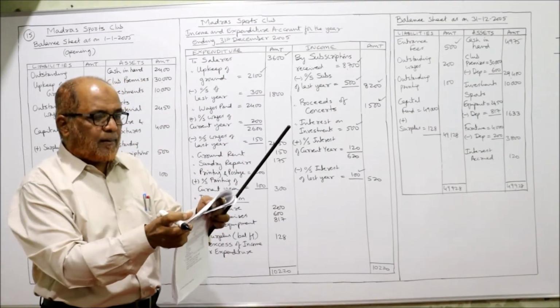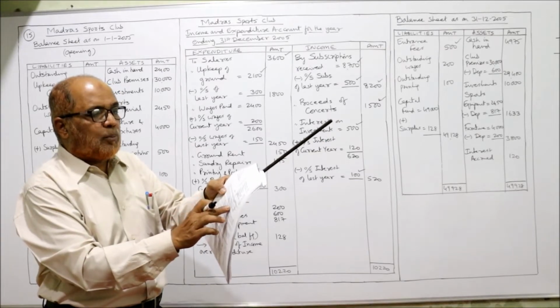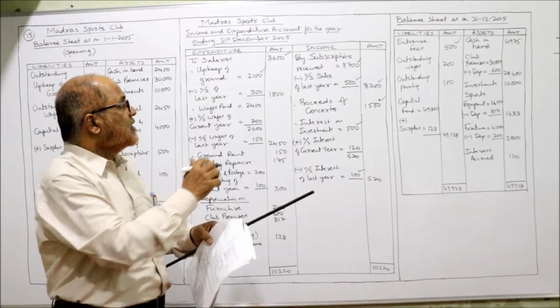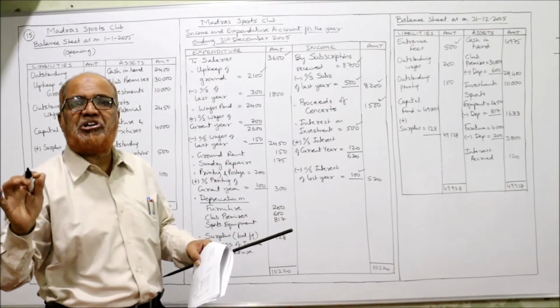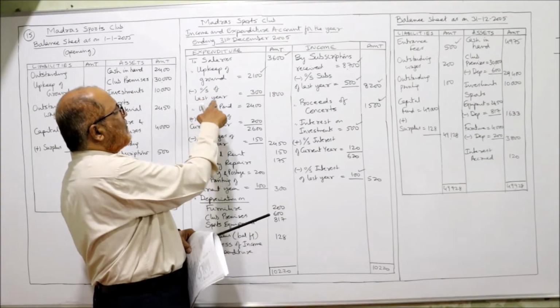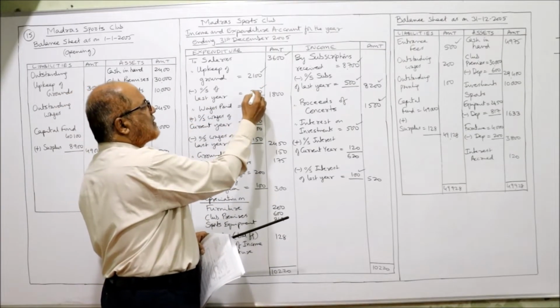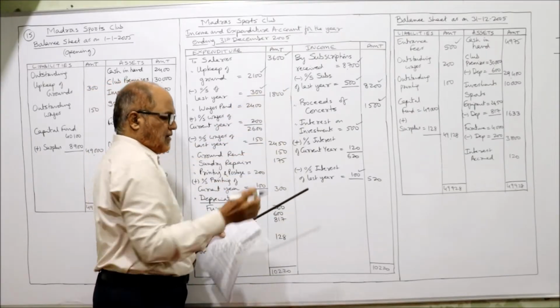Then adjustments are in the C point. This item includes 300 applicable to previous year. So this 2,300 includes 300 rupees of last year. Last year should be deducted. So minus outstanding of last year 300 rupees, you deduct. So 2,100 minus 300, you will get 1,800.